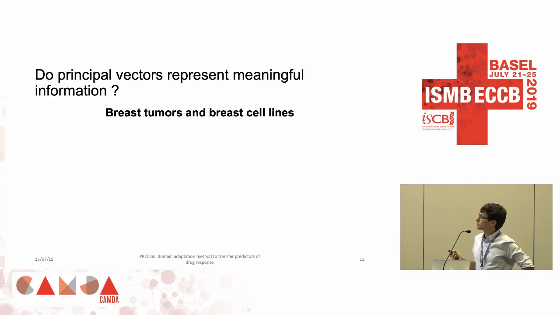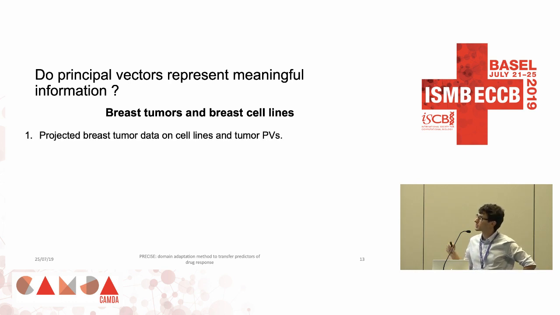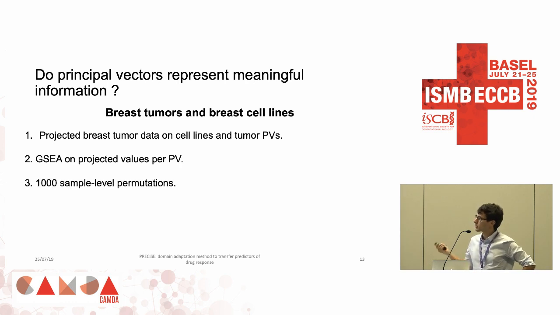What we want to make sure now is whether this geometrical similarity transfers to some kind of biological understanding. And for that, we performed a gene set enrichment analysis. We first projected the breast tumor data on cell line and tumor principal vectors that we computed on this data set. We then performed a gene set enrichment analysis on the projected values. We used for that a 1,000 sample level permutation to assess the significance.